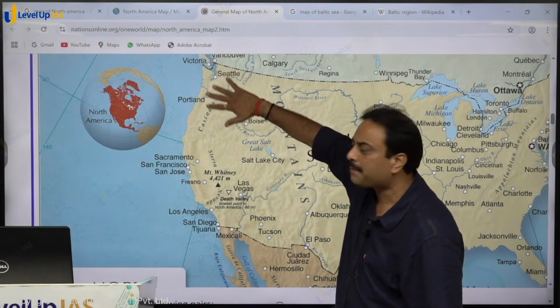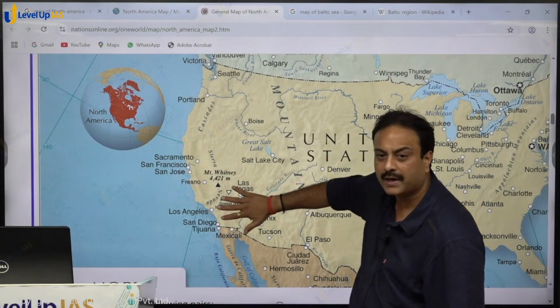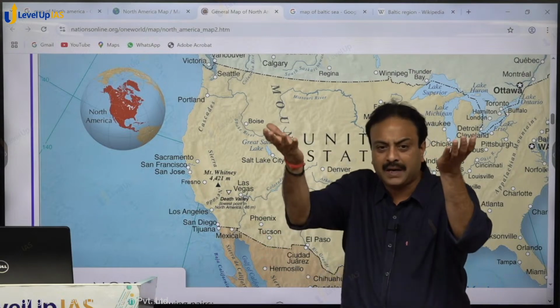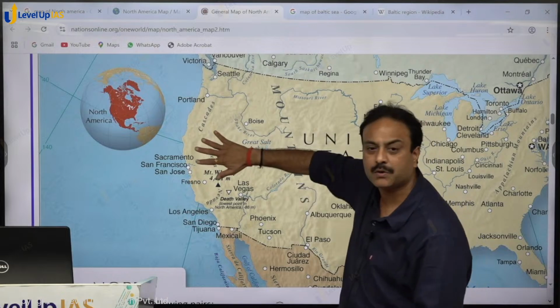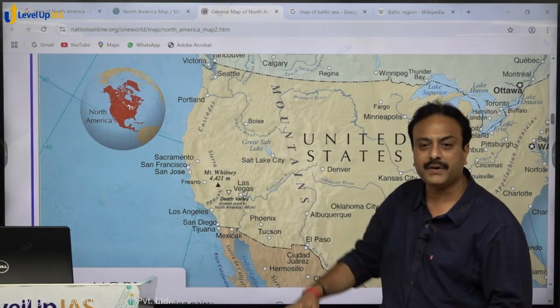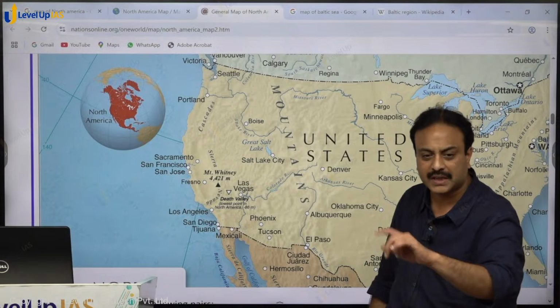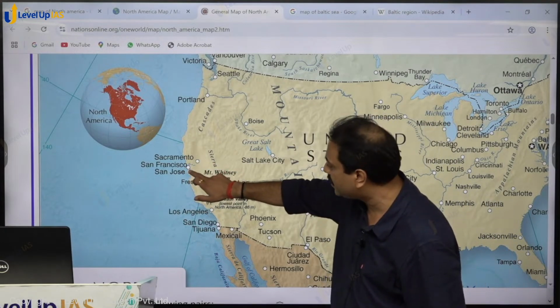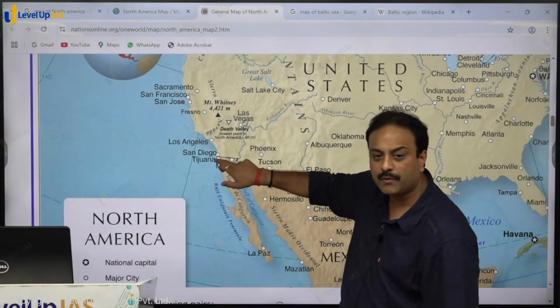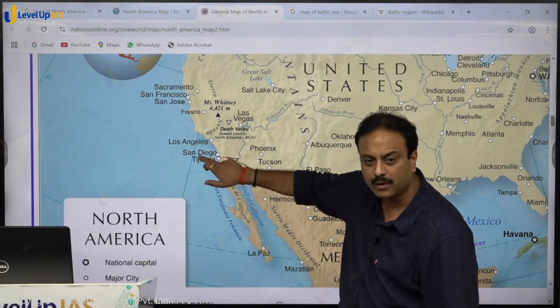Columbia Snake Plateau over here. Colorado Plateau over here. Plateau is what? Elevated tableland. North में elevate हो गया, south में elevate हो गया, बीच में depression हो गया. Great Basin. Where you are having San Francisco, Sacramento, San Joaquin rivers flowing over there. Here you are having San Francisco, San Jose over here, San Diego over here, LA, Los Angeles, Hollywood over here.